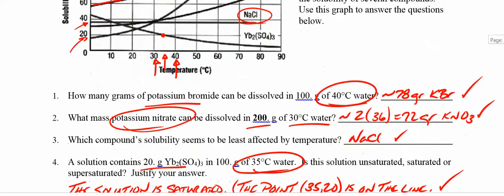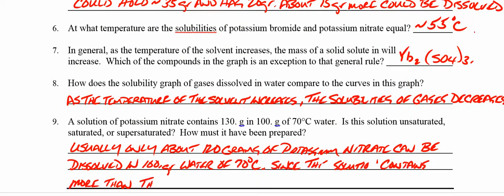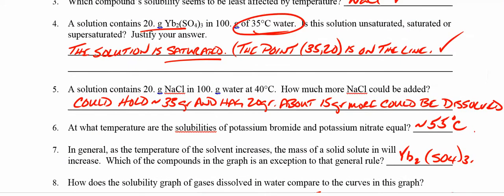They're telling me that it's currently holding 20 grams, right? It's saying that you have 20 grams of sodium chloride in 100 grams of water. Well, if it can hold maximally 35 grams, but it's currently holding 20 grams, that means I can add an additional 35 minus 20, 15 grams more could be dissolved. That's my answer. 15 more grams could be dissolved. That's number 5.